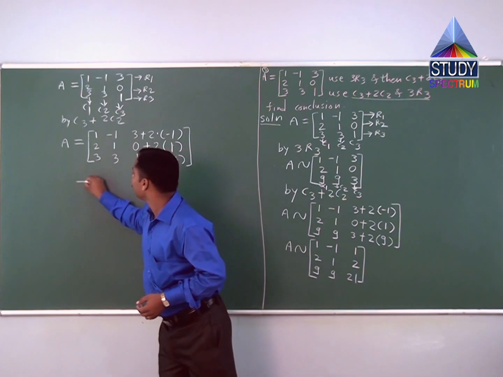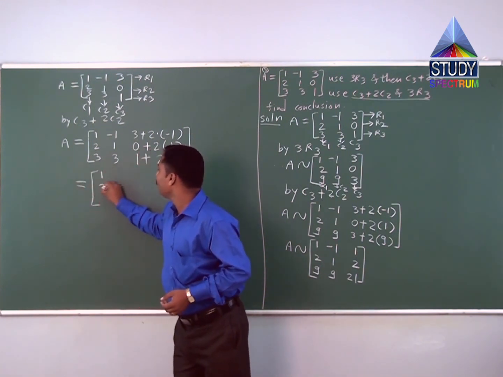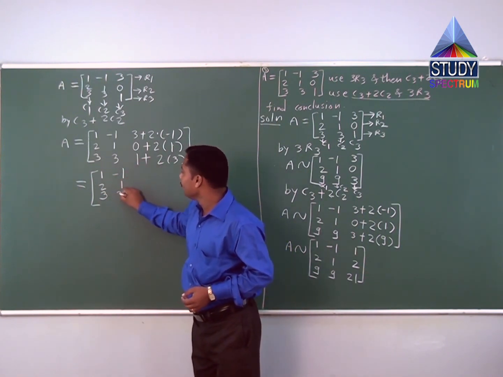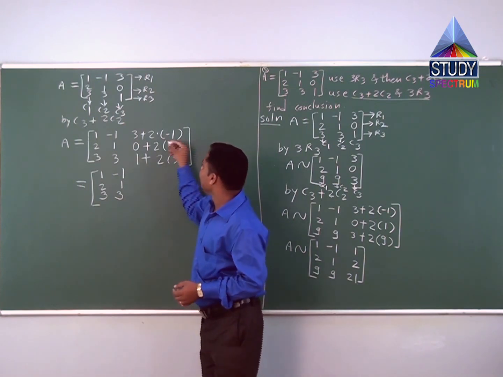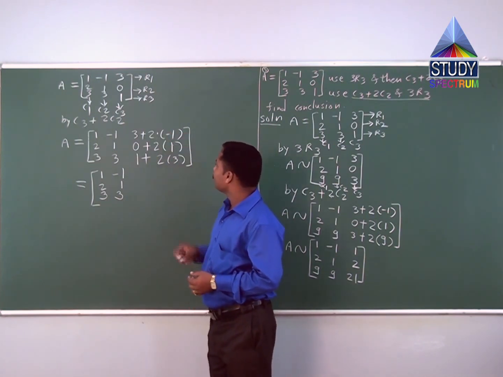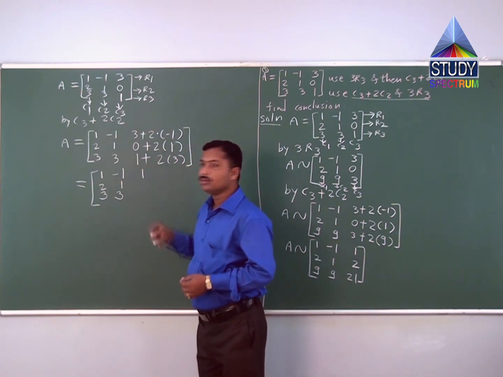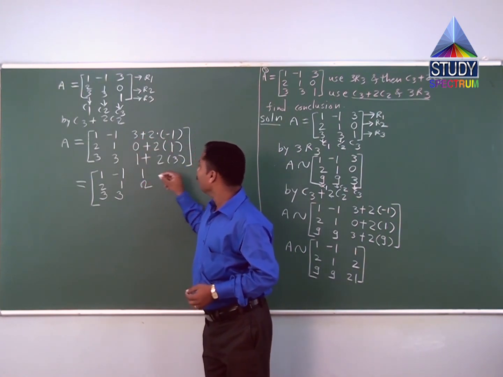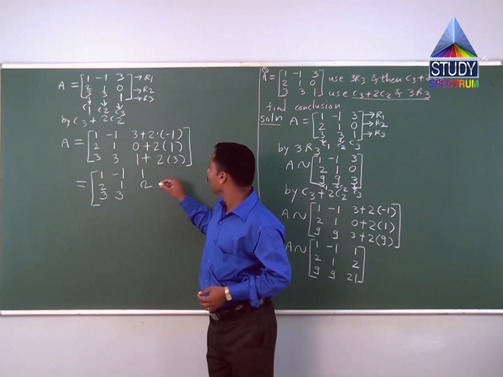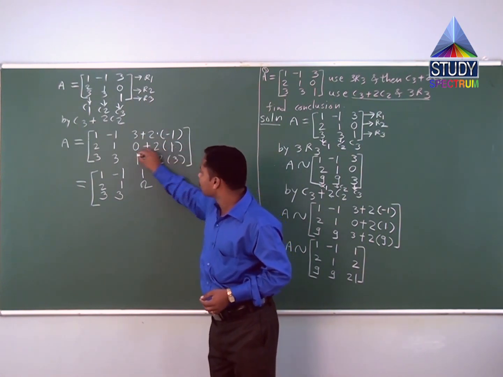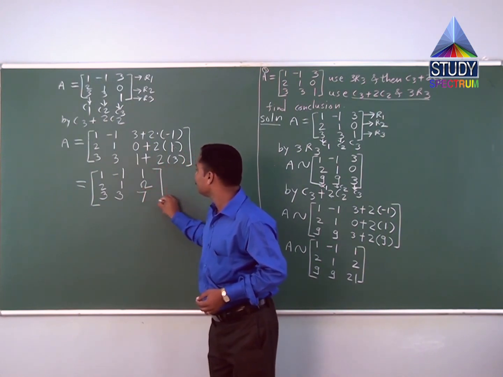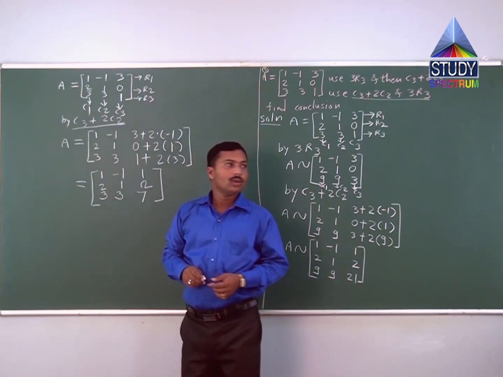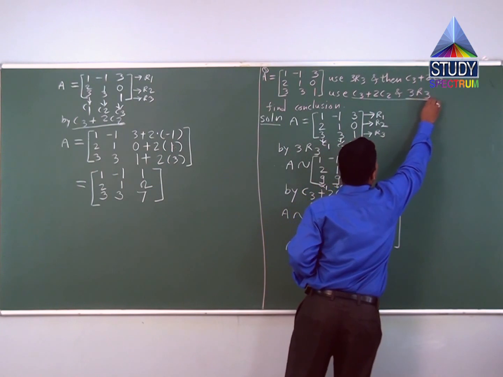So equal to this: 1, 2, 3 as it is; this minus 1, 1, 3 as it is; only 2 into minus 1, minus 2, 3 minus 2, 1; 2 into 1, 2, 2 plus 0, 2; 2 into 3, 6, 6 plus 1, 7. This is C3 plus 2C2. Again we want to find here 3R3.